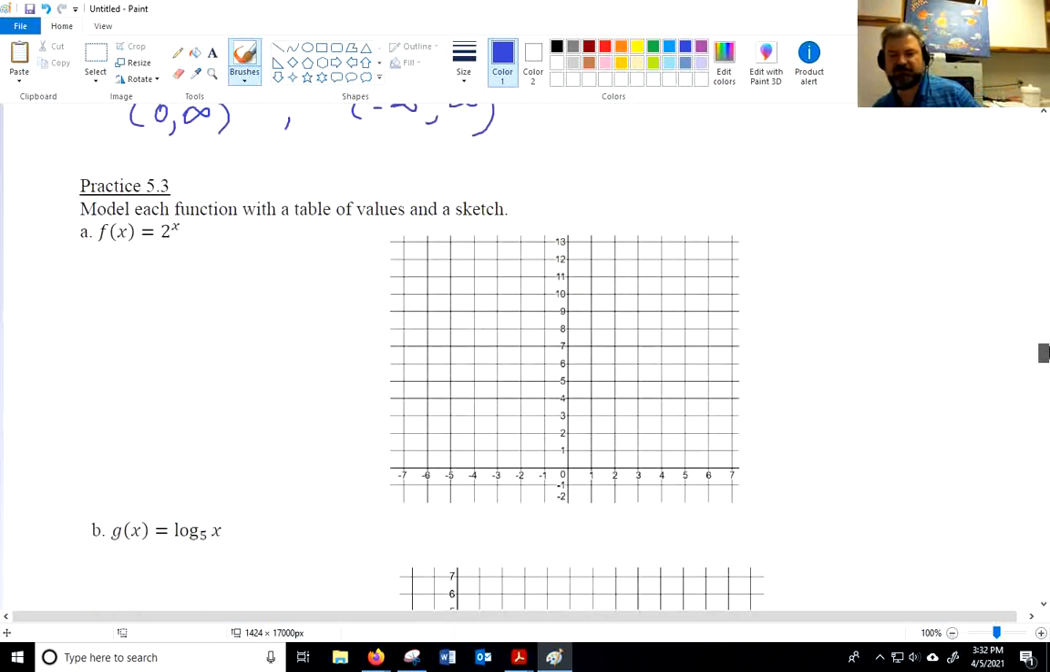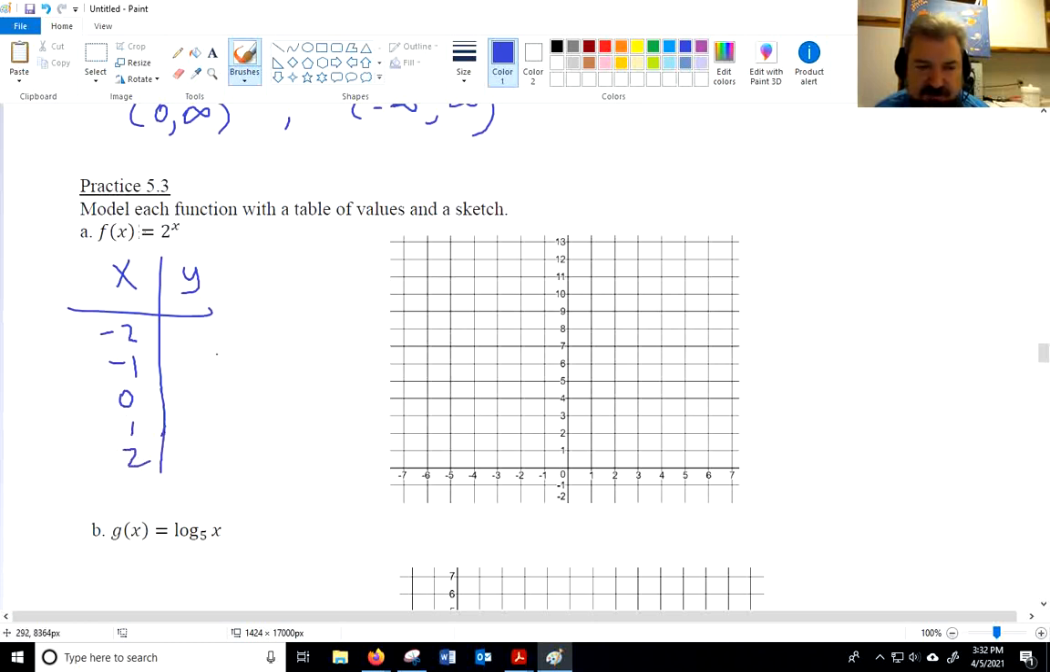Okay, now you're tasked with graphing these all by yourself. But you could still make a table of values. -2 to 2 is always a good set of numbers to experiment with. 2 to the -2 is 1/4. 2 to the -1 is 1/2. 2 to the 0 is 1. 2 to the first is 2. And 2 to the second is 4. And there we go.